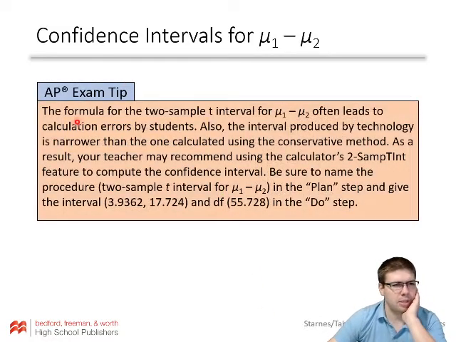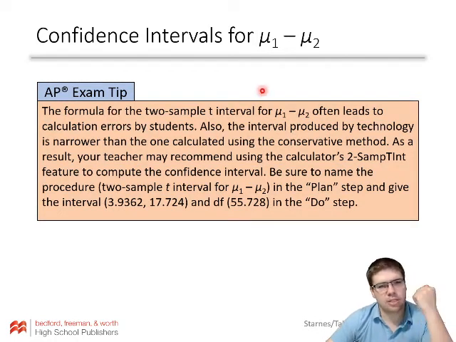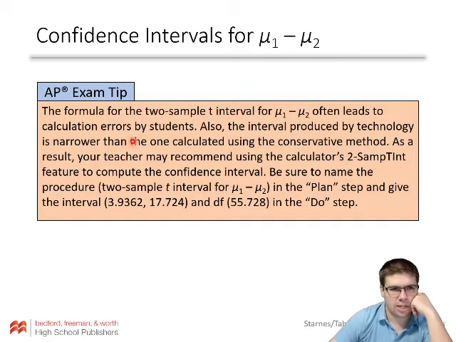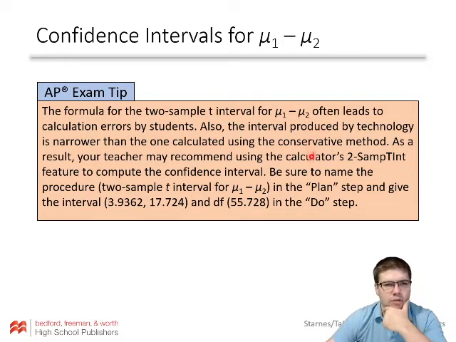All right, and then a little AP exam tip. The formula for the two-sample t interval for mu1 and mu2 often leads to calculation errors by students. Also, the interval produced by technology is narrower than the one used in the conservative method. As a result, your teacher may recommend using the calculator's two-sample t interval feature to compute the confidence interval. So that's what I'm saying right now.